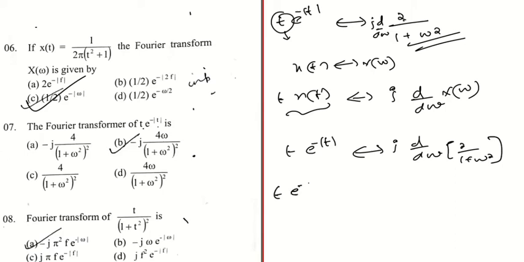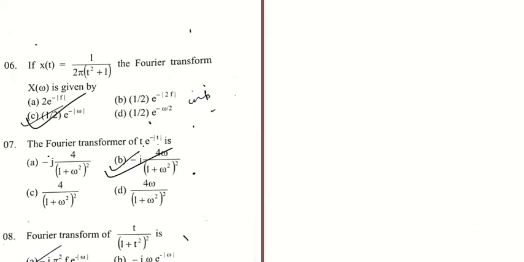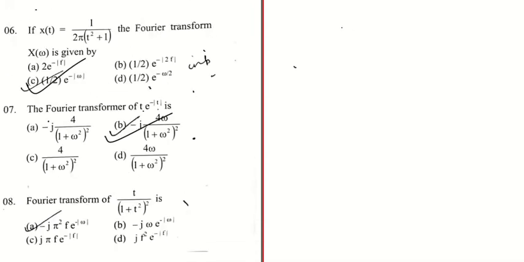Okay, so that is e raised to minus modulus of t, which is equal to, we will just differentiate it. So it will be, right, j into minus 4 omega divided by 1 plus omega square the whole square. Okay, that's it. So the next question, let's do the next question.